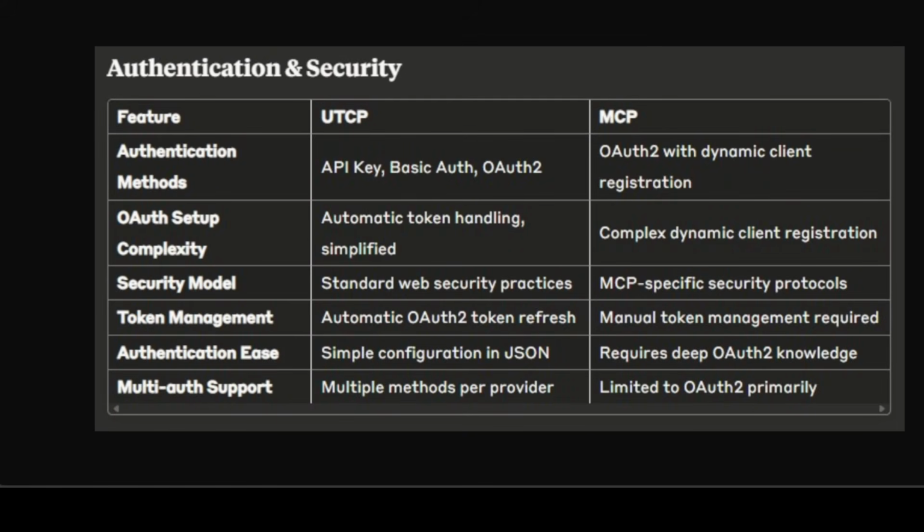For authentication and security, this actually exposes MCP's most criticized weakness. That is complex OAuth 2 dynamic client registration that frustrates developers. UTCP's multi-method authentication with automatic token management significantly lowers barriers, allowing simple API keys for development and seamless OAuth 2 upgrades for production. MCP's manual token management and deep OAuth 2 knowledge requirement often lead to implementation failures.